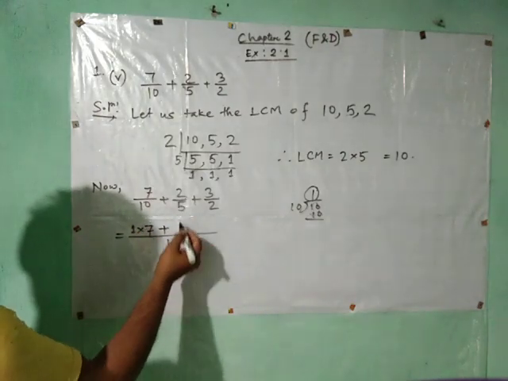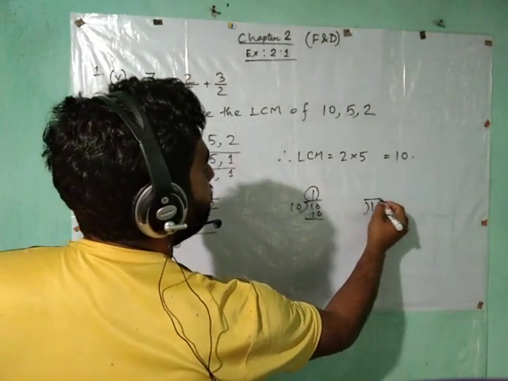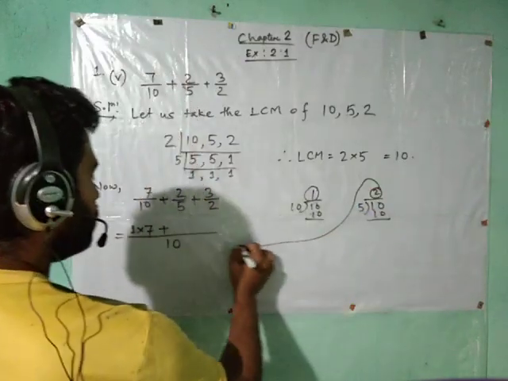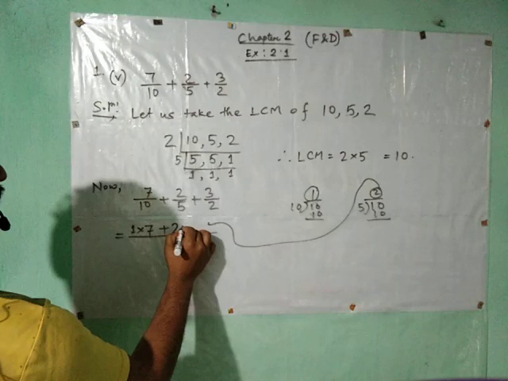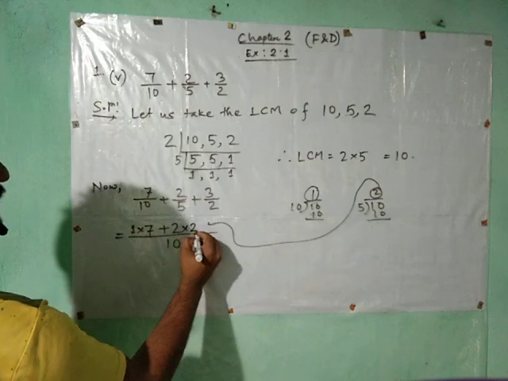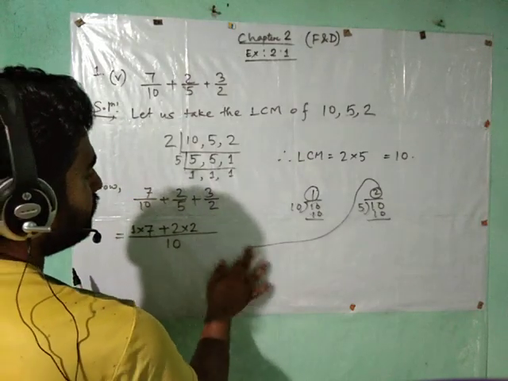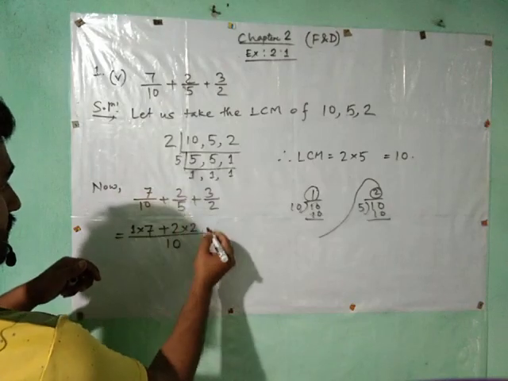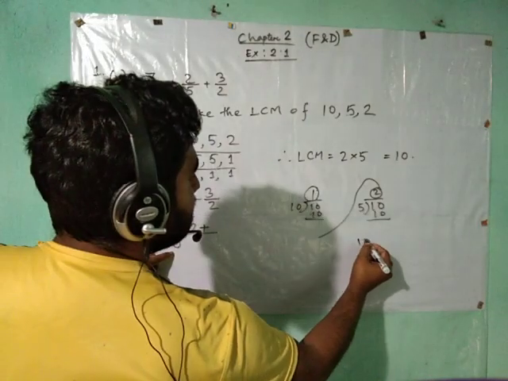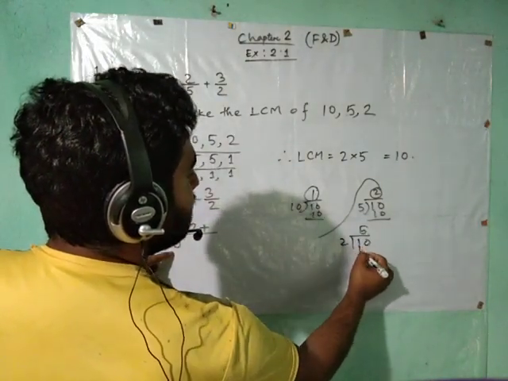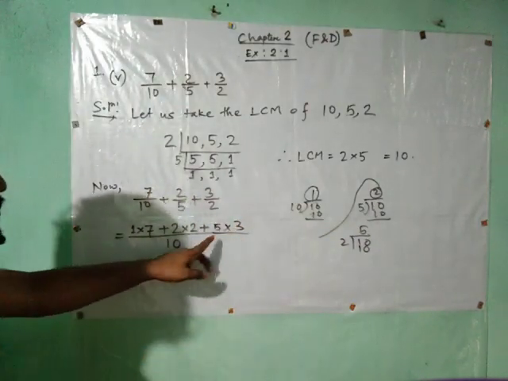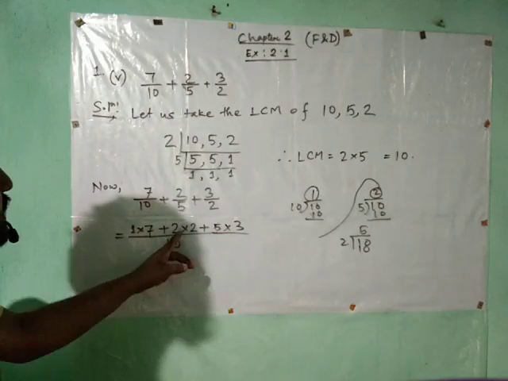Now you divide this 10 by this 5. How much will you get? 5 2s are 10. Now bring this 2 here: 2 into 2, since 2 is already present here, you will put that 2 here. Next, plus. Now this 2 will divide 10. If we divide 10 by 2, 2 5s are 10, and this 5 will come here into this 3.